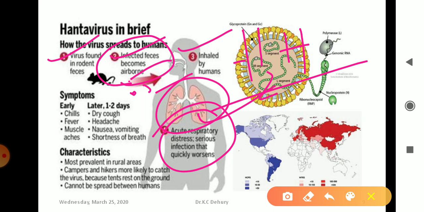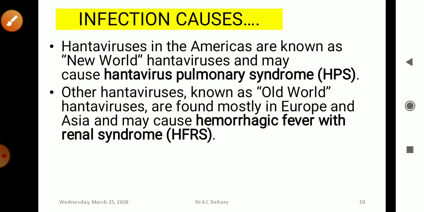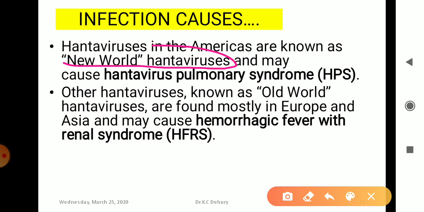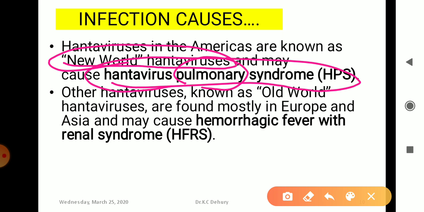Right, so these infections in America are known as the New World. The Hantavirus in America is known as the New World Hantaviruses, and this causes HPS, Hantavirus pulmonary syndrome. Pulmonary means this word is confined to your lung system.